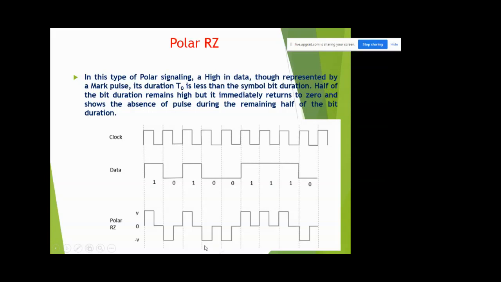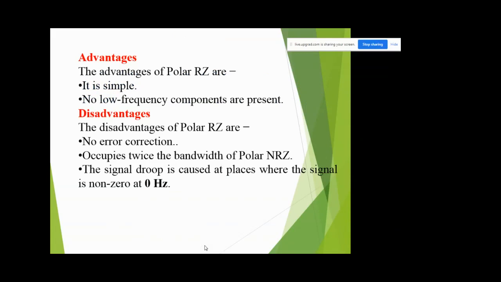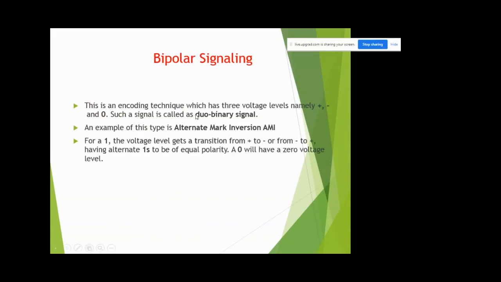So up till now what we have studied: unipolar NRZ, unipolar RZ, after that polar NRZ, polar RZ. 4 patterns we have already studied. Now let's see the next one, the bipolar signaling. Bipolar signaling means it is again bipolar, plus and minus, but what is the difference here.